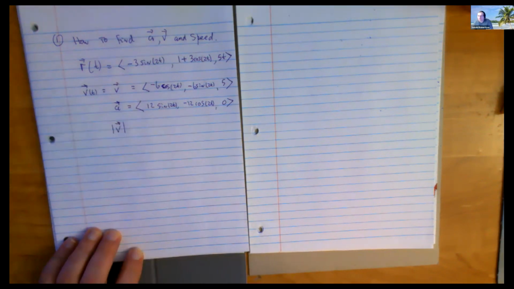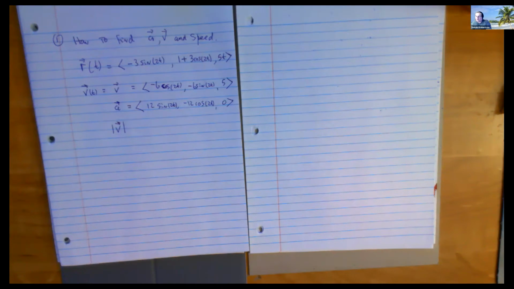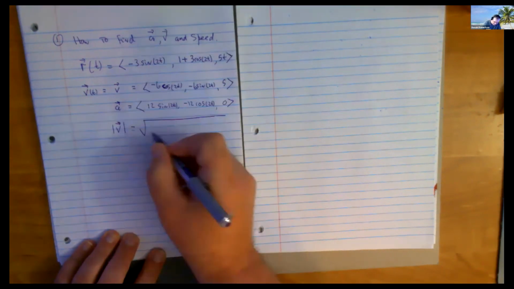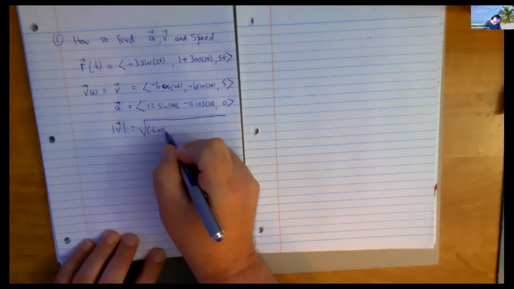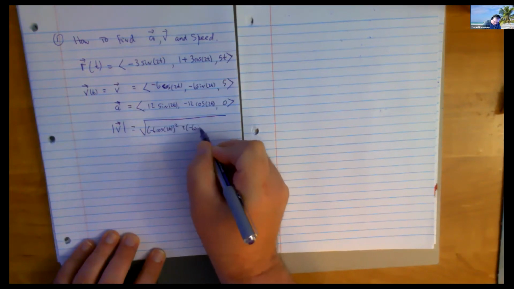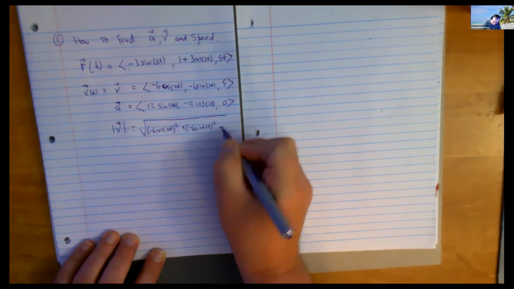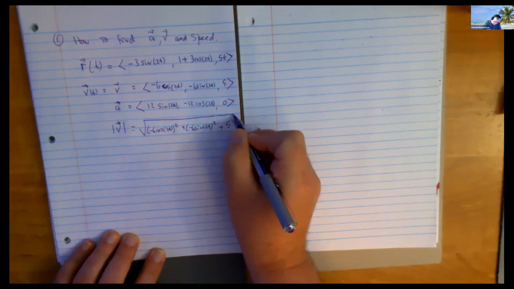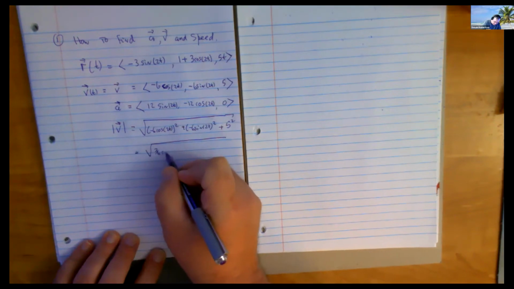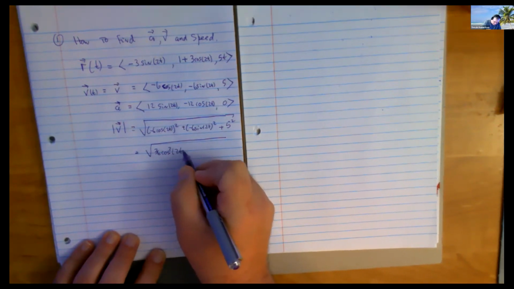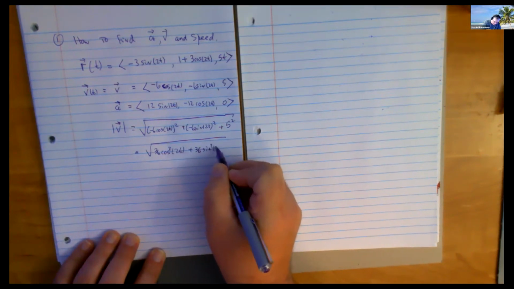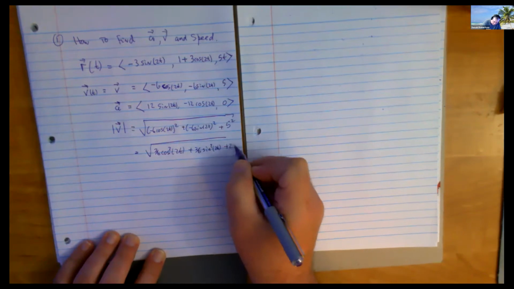That's speed, isn't it? It's the magnitude of the velocity vector. And to get that, we do the square root of this guy squared, middle guy squared, last guy squared. That guy's going to get me 36 cos squareds. Then I'm going to get 36 sine squareds. And then I'm going to get 25.